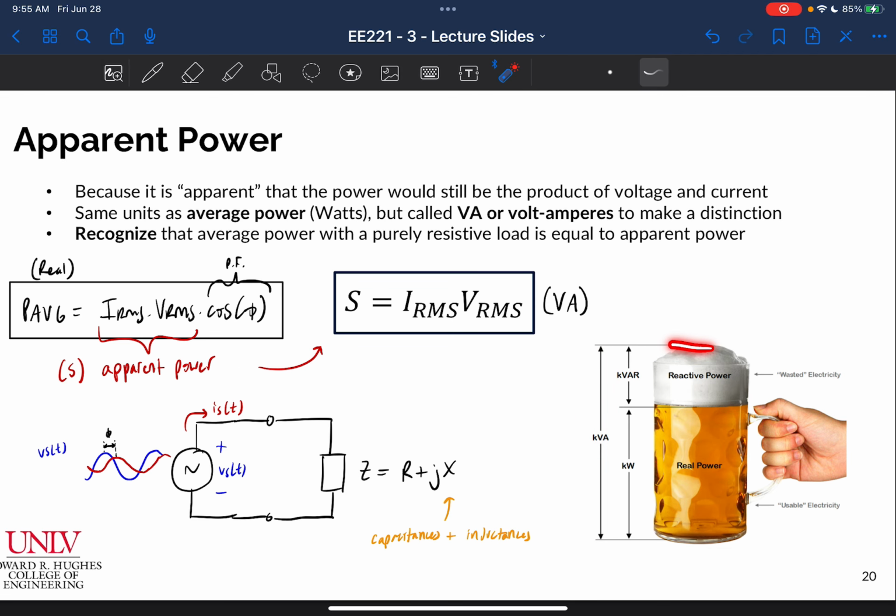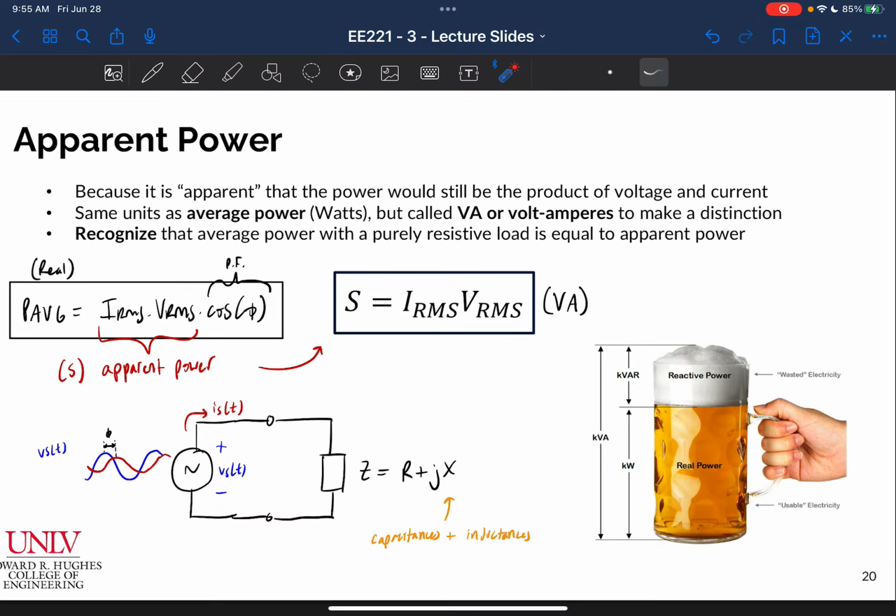This is the apparent amount of power that we could use if our load were just purely resistive, right? If we didn't have this reactance and we just had resistance here, my voltage and my current would be in phase, and this is the amount of power that we would have available to us, is this the total volume of beer in the glass.